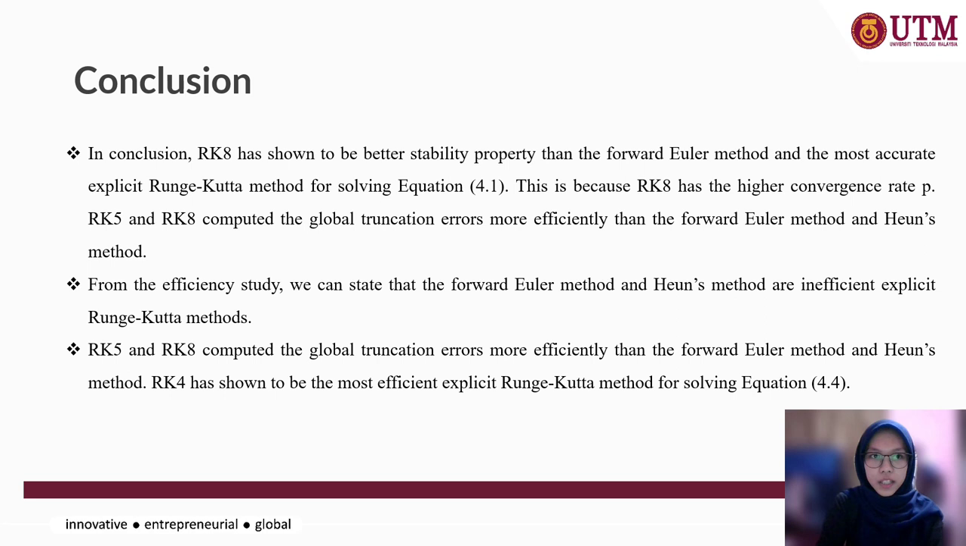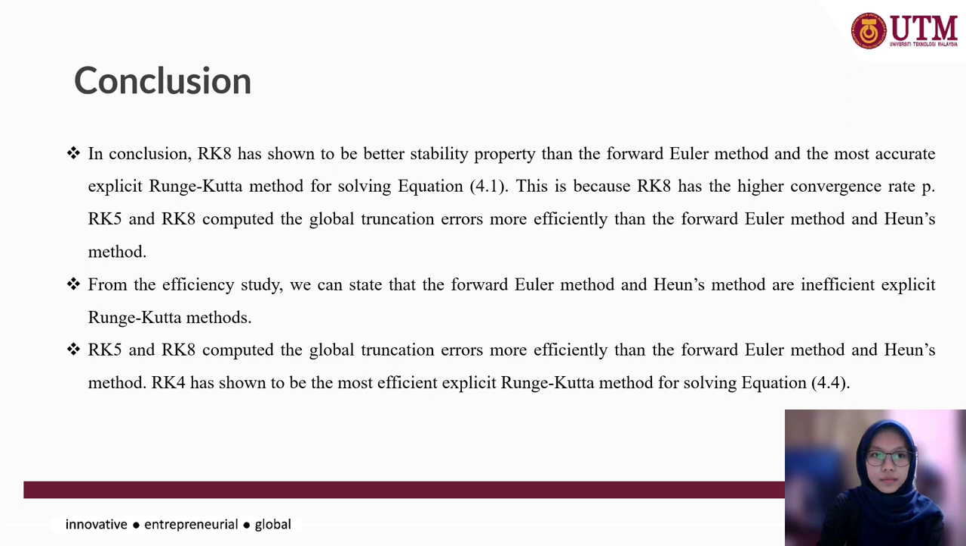In conclusion, RK8 has shown better stability properties than the forward Euler method and is the most accurate explicit Runge-Kutta method for solving equation 4.1. You can see that in the thesis. This is because RK8 has the higher convergence rate P. RK5 and RK8 compute the global truncation errors more efficiently than the forward Euler method and Heun's method. From the efficiency study, we can state that the forward Euler method and Heun's method are inefficient explicit Runge-Kutta methods.